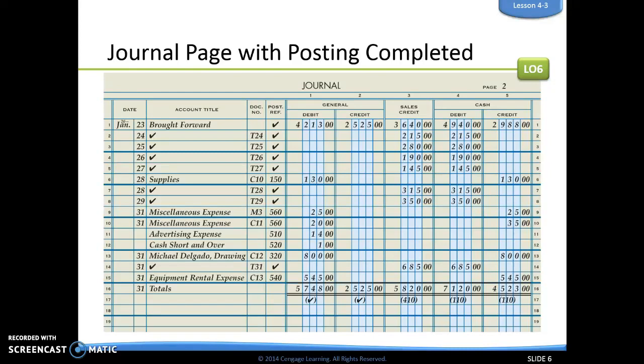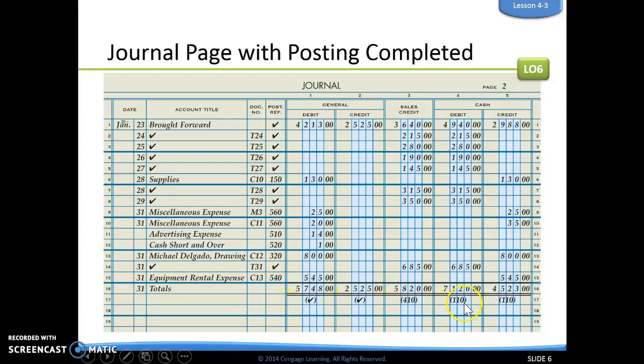So this is what our journal page will look like when our posting is completed. Remember, we're going to look at our post reference column. We should have a number or a check mark on every single line. Remember that check mark says, okay, that number was not posted individually to an account. If we have an account number, that tells us if I want to look at that entry, I'm going to look at account number 150 to find that post.